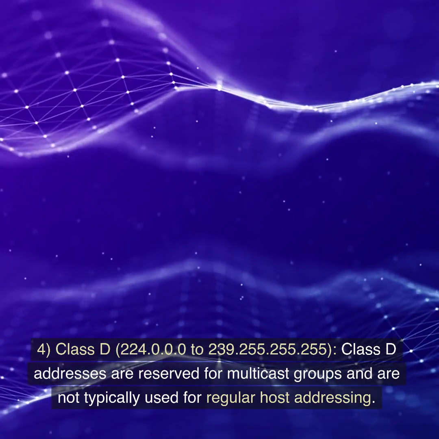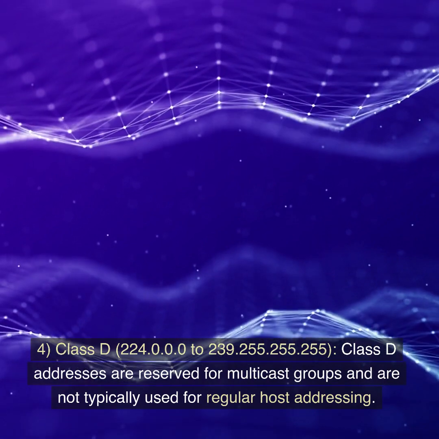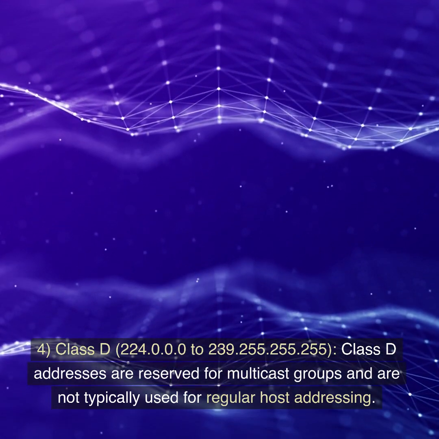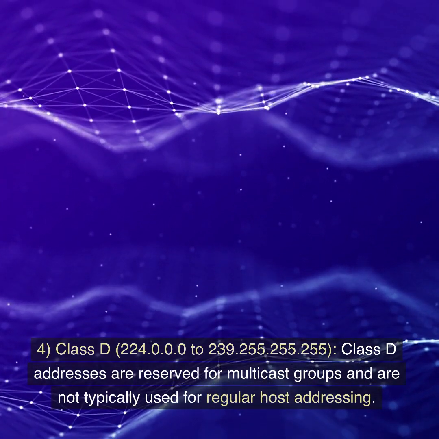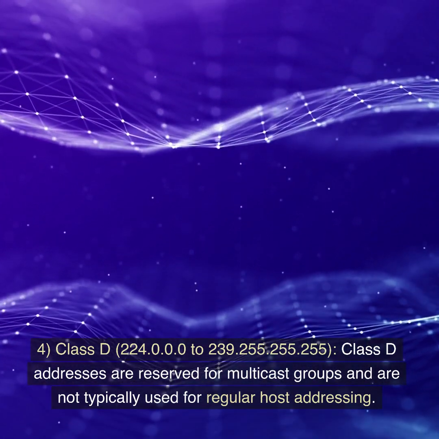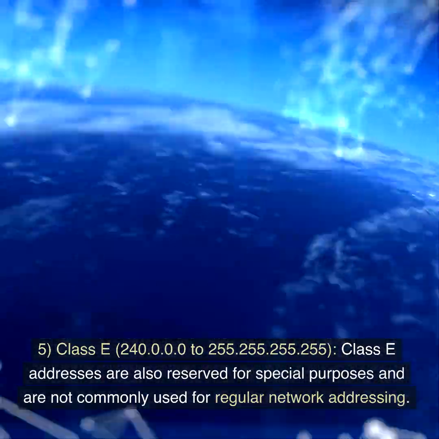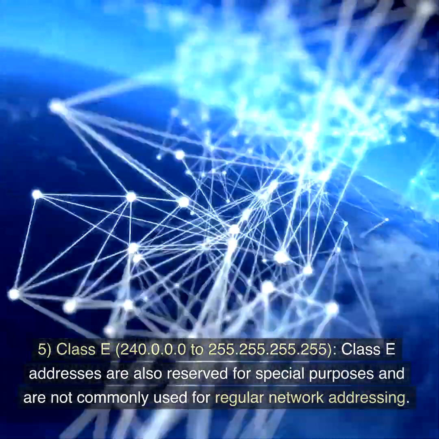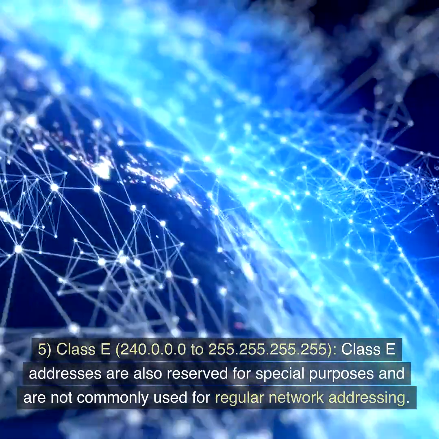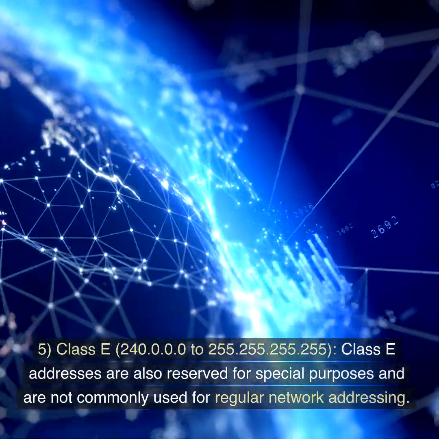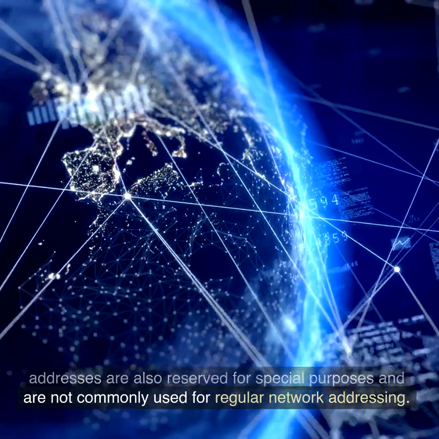4. Class D, 224.0.0.0 to 239.255.255.255. Class D addresses are reserved for multicast groups and are not typically used for regular host addressing. 5. Class E, 240.0.0.0 to 255.255.255.255. Class E addresses are also reserved for special purposes and are not commonly used for regular network addressing.